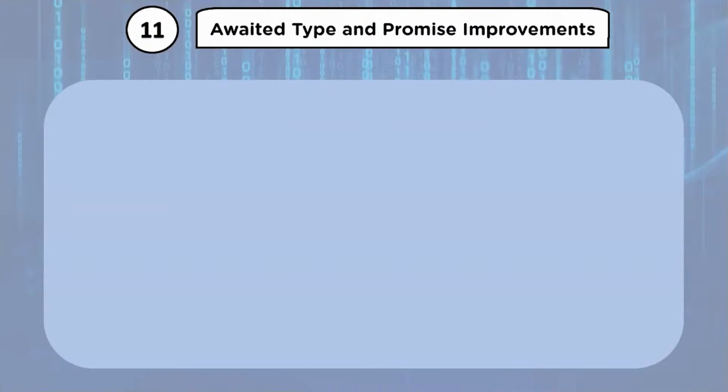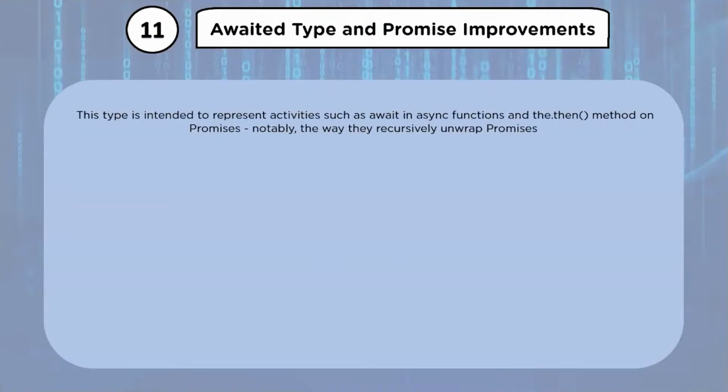Awaited type and promise improvements. The Awaited type is the new utility introduced in TypeScript. This type is intended to represent activities such as await in async functions and the then method on promises, notably the way they recursively unwrap promises.